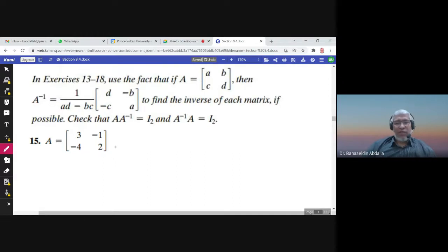Let us find A inverse for this matrix. 1 over 3 times 2 is 6, minus negative 1 times negative 4 is 4. 3 and 2 change positions. Negative 1 and negative 4 negate. This is 2. So 2 times half is 1. 1 times half. 4 times half. 3 times half. So this is A inverse.